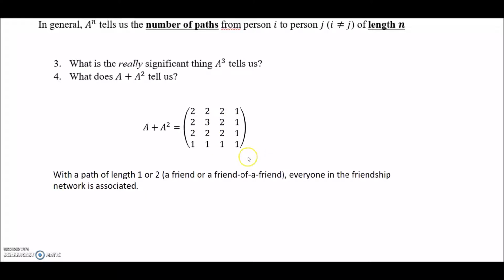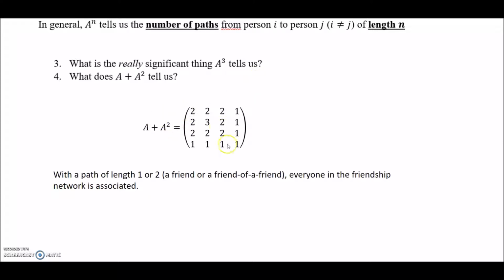We know that everybody in the network is separated by no more than 2 degrees of separation. So we would say that this friend network has 2 degrees of separation by the fact that within A squared, everybody in the network is connected to everybody else. So that's pretty valuable information.